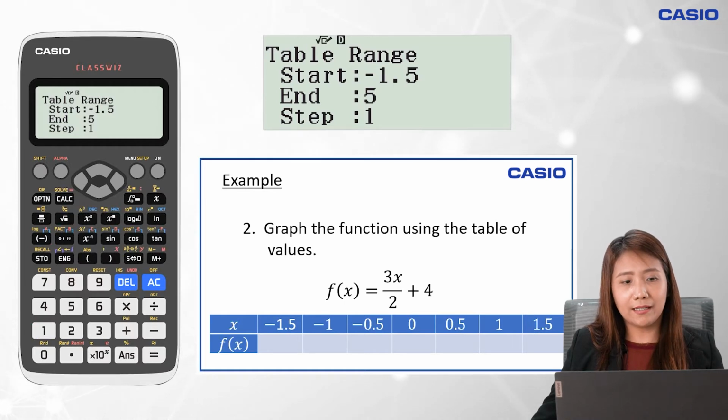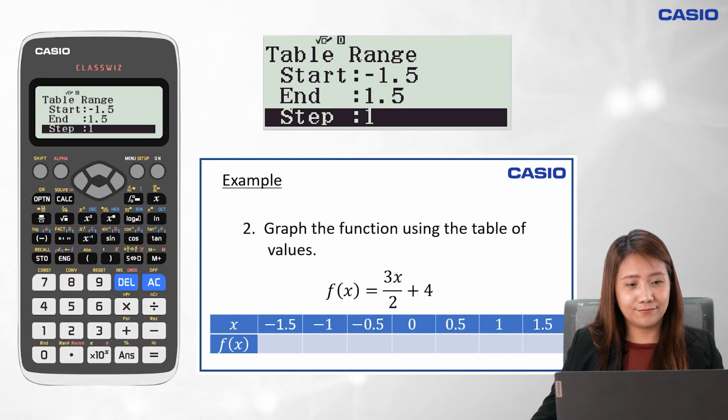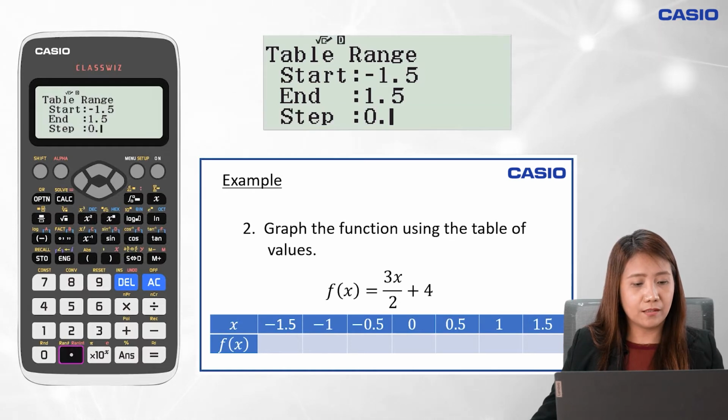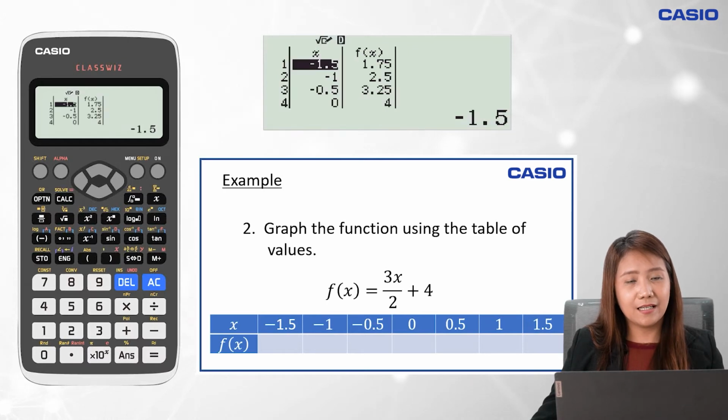Then press equal sign. For the end, input the last value in the table, which is positive 1.5. Then press equal sign. Since the interval between the values of x is 0.5 unit, then the step is 0.5. So let's input 0.5. Then we press equal sign twice. And the values of the table will appear.